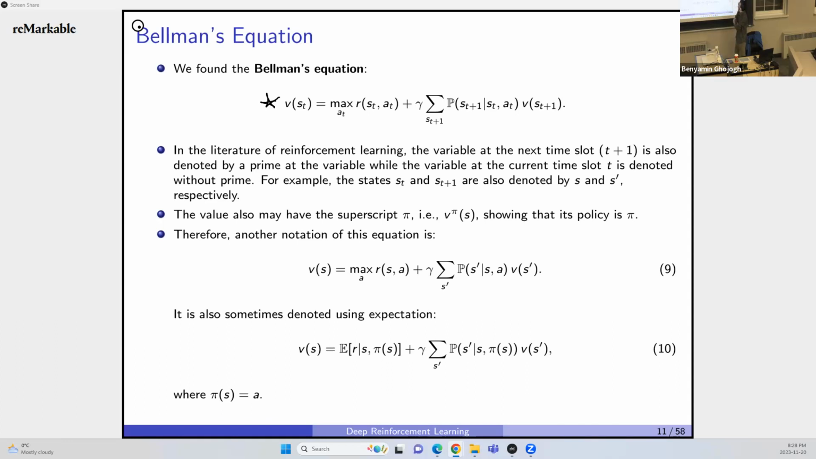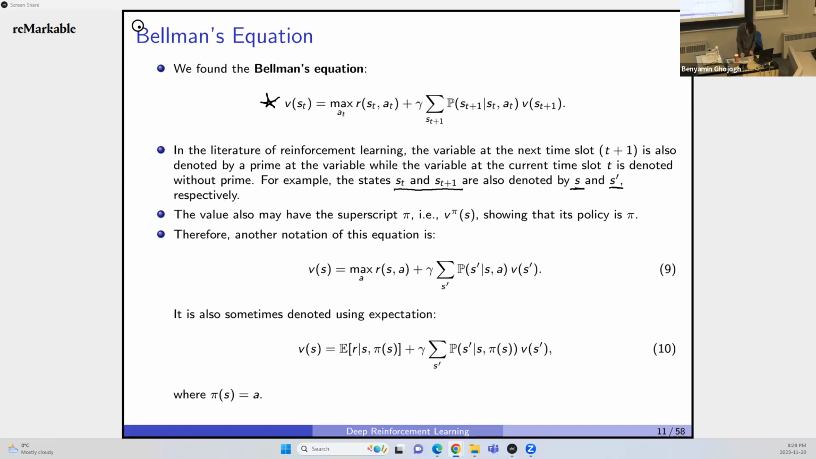Sometimes they use a subscript T for time. Sometimes they completely drop T in their papers and they put nothing or prime. When they put nothing, such as S, they mean at this time T. When they put prime, such as S prime, they mean at the next time slot. So rather than ST and ST plus 1, they put S and S prime respectively. They do it for simplicity.